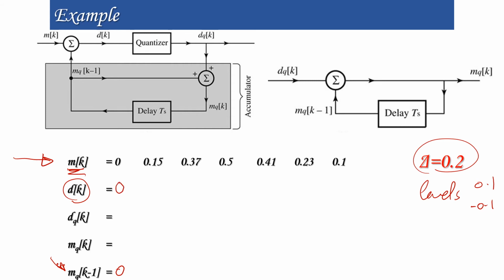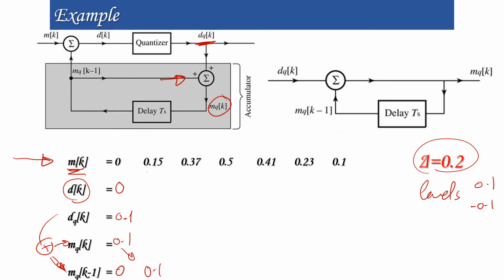0 in this case. The quantized version will be, unfortunately, we don't have a level at zero, so we have to decide whether we will represent by level 0.1 or negative 0.1. This is at the threshold, so we can arbitrarily choose any of the two levels. Let's assume that we always go with the higher level, so the quantized value will be 0.1. And again, the output here is the summation of dq and the previous estimate, so it will be these two values added together, so that's 0.1, and this 0.1 will be our next estimate.